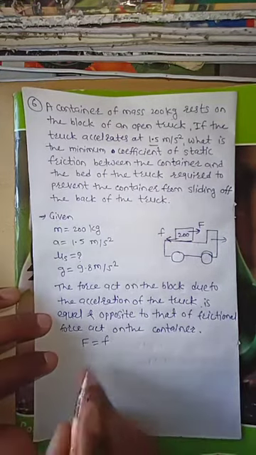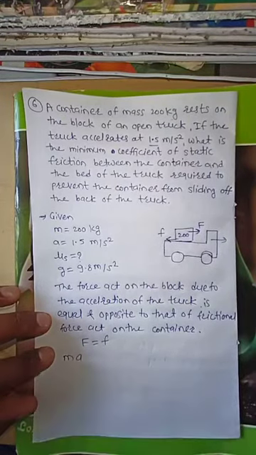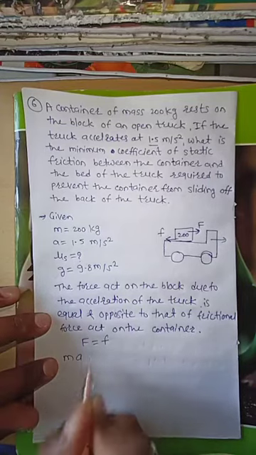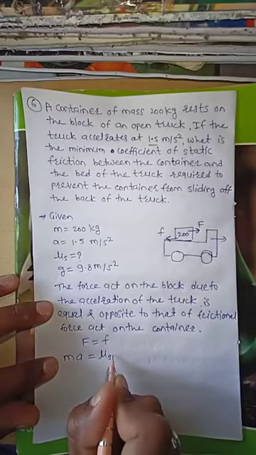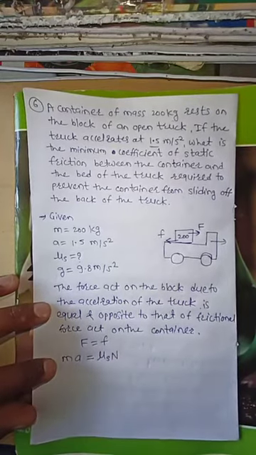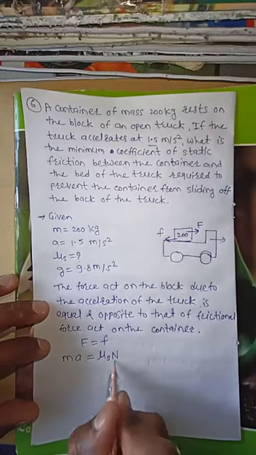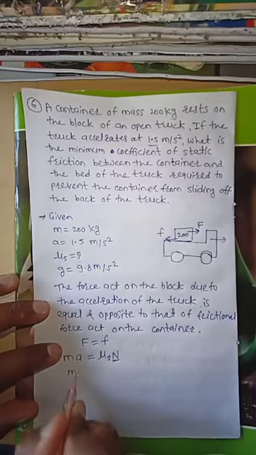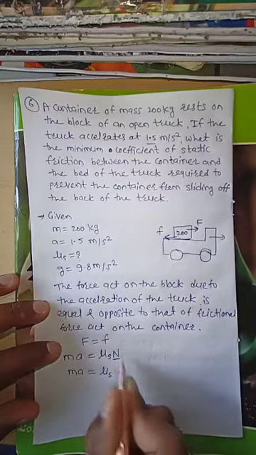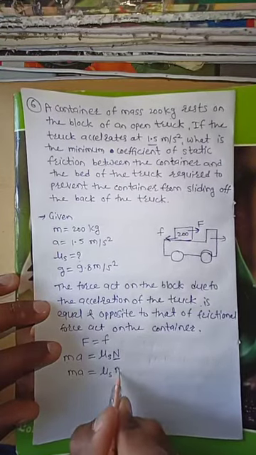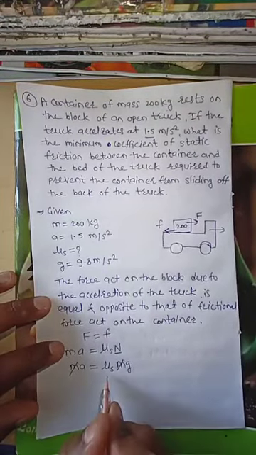In that case, what is the force? Force is nothing but mass of the container and acceleration of the truck. Mass of the container and acceleration of the truck is equal to the friction. Friction is nothing but mu s into N, that is frictional force is equal to mu s into N. In that case, the normal force N is equal to mg. Therefore, m into a is equal to mu s into N, N is nothing but mg, so m into g. This mass and this mass cancel.